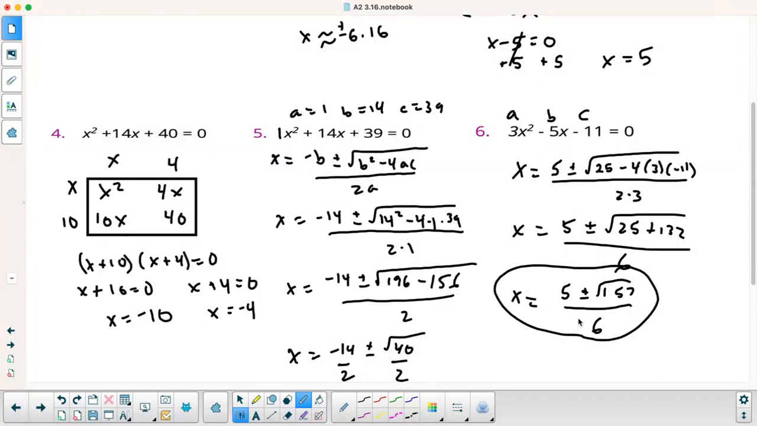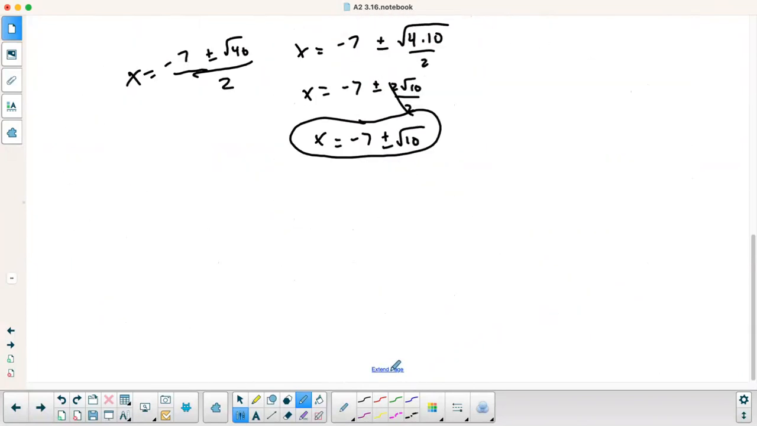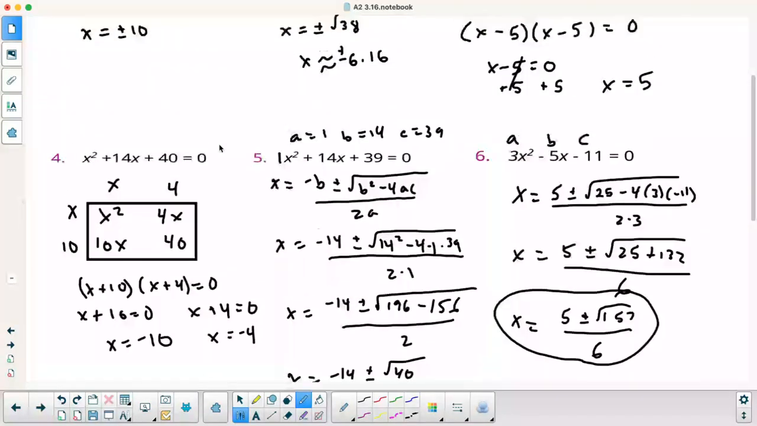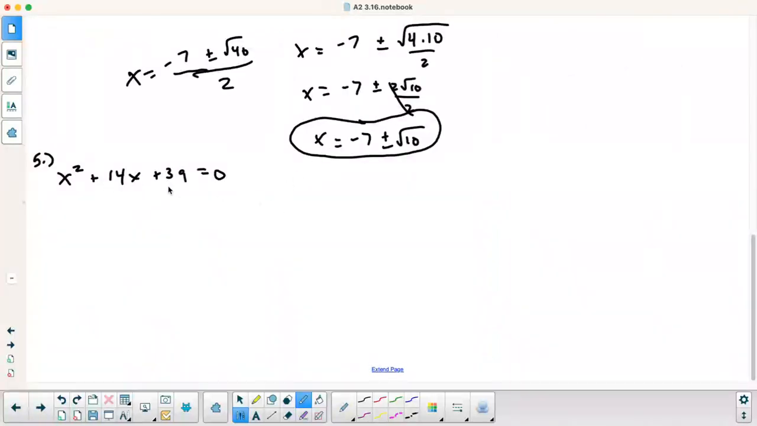All right, let me go back to this x squared plus 14x plus 39. Let me extend this. So I'm going to complete the square here. Let me double check it, make sure I got it right. Okay, cool. So first thing I want to do is a is 1, so I don't have to divide by anything. I'm going to move the 39 over to the right. So it's going to be -39. I'm going to complete the square. I'm going to take this 4 divided by 2 and square it.